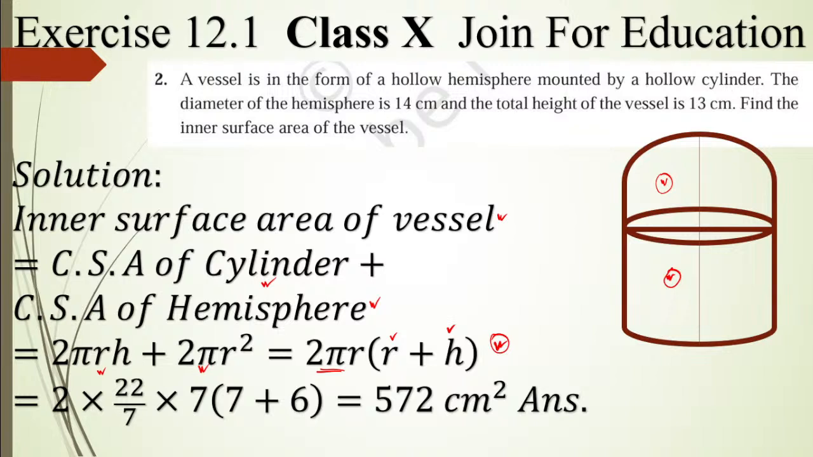Now putting the values of pi, r and h, we write 2, the value of pi is 22 by 7, the value of r is 7, and here r plus h equals 7 plus 6. So we cancel out this 7 and 7, then we get 2 into 22 equal to 44, and the addition of this one is 13. So 13 into 44 equals 572 centimeter square. So this is the answer of question number 2. Hope there is no problem to understand the solution of question number 2.